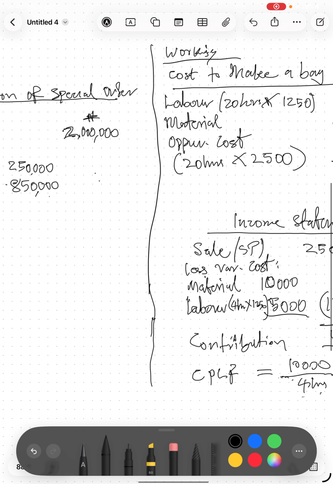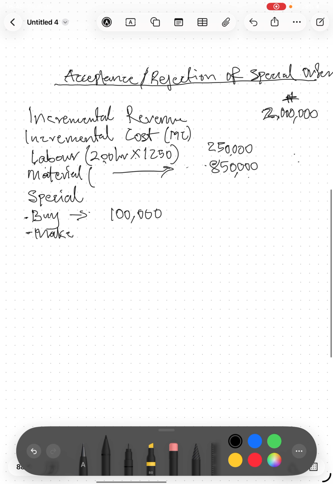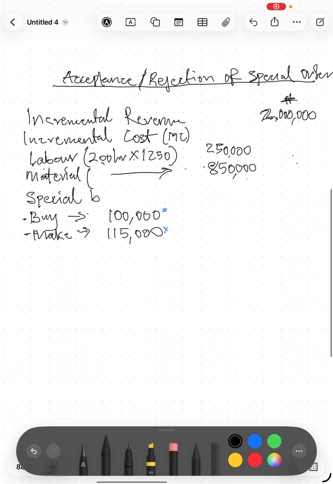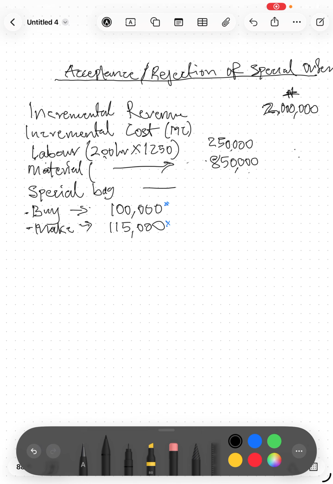So we'll go back to the question. Here you can see that the examiner is testing make or buy inside acceptance or rejection of special order. So we'll look at the cost to make, look at the cost to buy, and we'll find out that it's cheaper for us to buy. So for the special bag, we buy for 100,000.